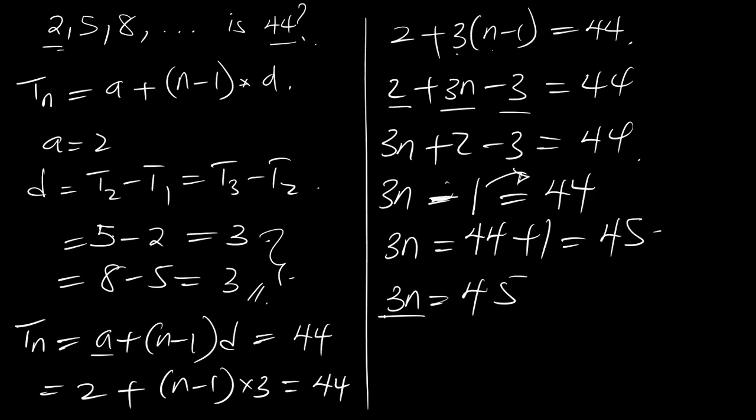So what we're going to do is divide both sides by 3. Here we'll have n is equal to 45 divided by 3, which is 15. So n is equal to 15. So the nth term is 15. At the 15th term, you have the value 44. So that is the final answer.